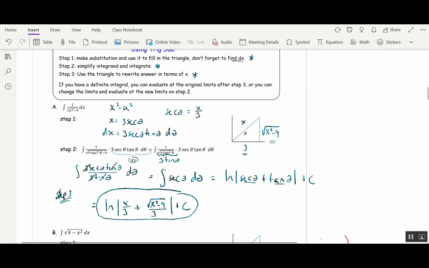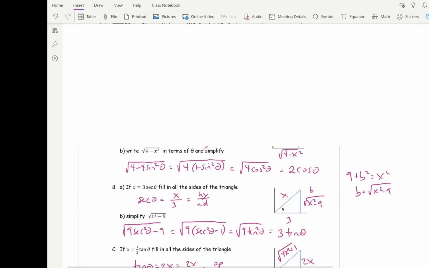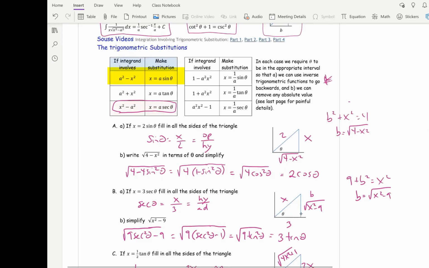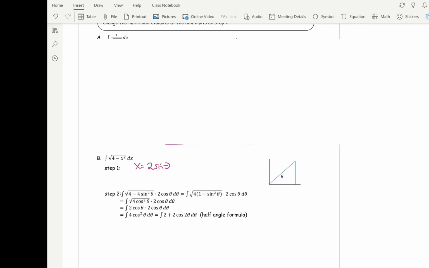Okay, let's do another one. I've done parts of it for us. It's a little bit long. We've got the square root of 4 minus x squared. So we go to our table, and we say, all right, if it involves a squared minus x squared, the table says let x equal a sine theta. A is 2 in our case, so we're going to let x equal 2 sine theta. So dx is 2 cos theta d theta. And to fill in our triangle, I get sine theta is x over 2. So the opposite is x, the hypotenuse is 2. And by the Pythagorean theorem, the missing side is the square root of 4 minus x squared.